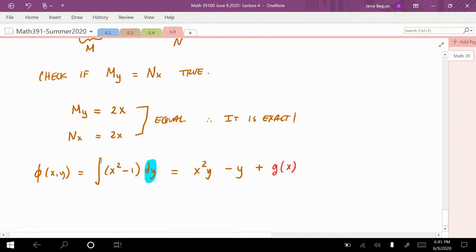Okay, well now to find this g of x, we're going to have to differentiate phi with respect to x. So we're going to take this function phi and differentiate with respect to x. So what do we get?